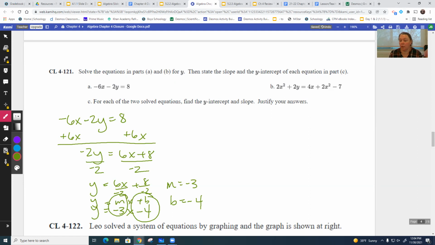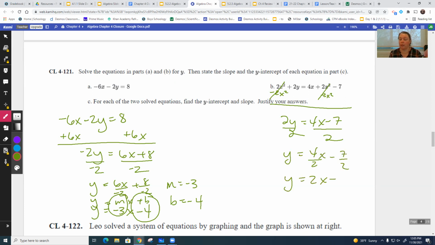Okay, and this one, I want to get the y by itself. I see I've got a 2x squared here and a 2x squared here. So I'm just going to subtract that off both sides to start, to get rid of this and this. So now I have 2y equals 4x minus 7, and then I have to divide both sides by 2. So I have 4x over 2 minus 7 over 2. So y is 2x minus 7 halves, or 3.5. So in the spot of the m, I have 2, so my slope is 2. In the spot of the y-intercept, I have the negative 7 halves. So that would be my y-intercept.